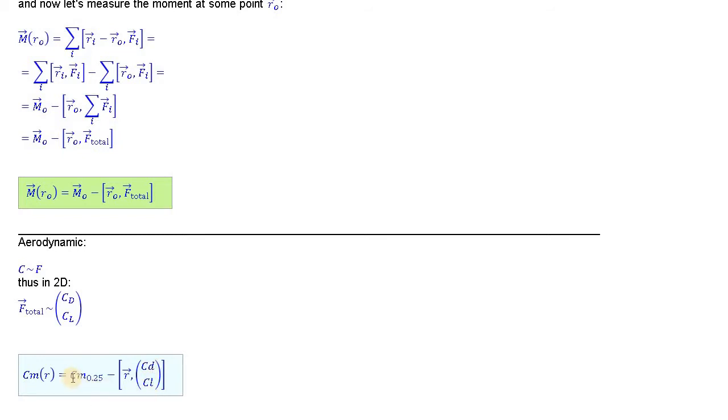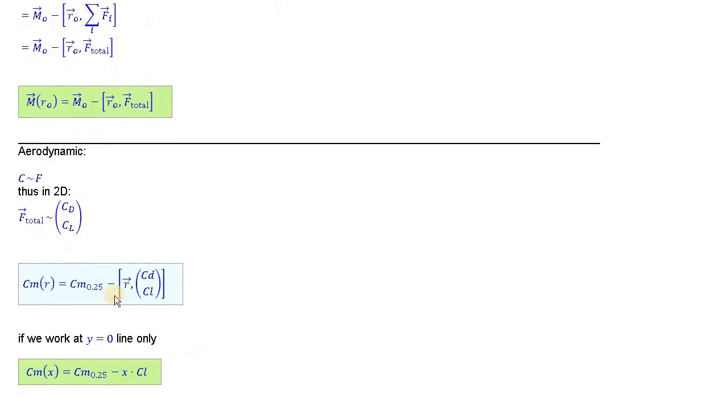So all those coefficients are known. For instance, from XFoil software we know the total drag and total lift for the airfoil, we know the moment at a quarter of the chord taken from the tip, and thus we can compute the moment anywhere, at any position of the space, here, anywhere. It's a very convenient and very simple equation.